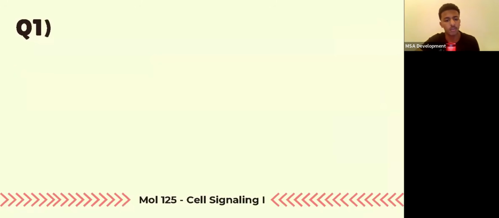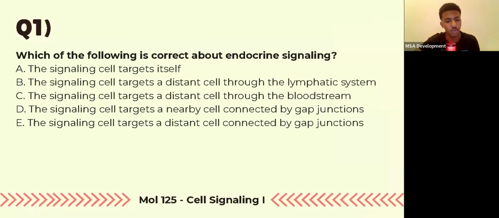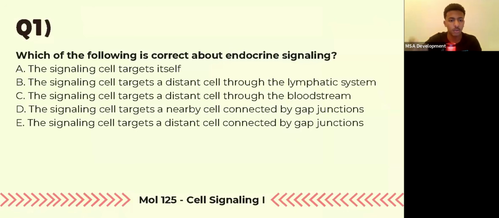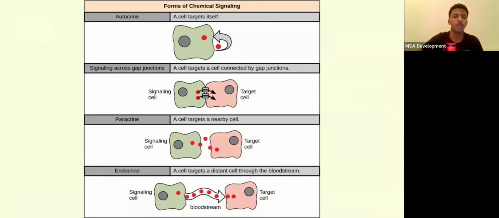I just want to show you guys the format of the questions. So I'm going to show you a question. I'll just read the question. You guys should pause and try to answer it. And then I'll explain. And then we're going to go back and I'll explain each individual option and make sure you understand the question fully. So let's begin with question 1 of cell signaling 1. Which of the following is correct about endocrine signaling? 3, 2, 1. Okay, let's begin.